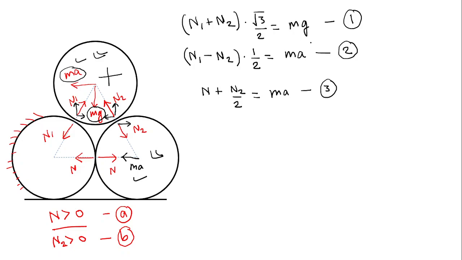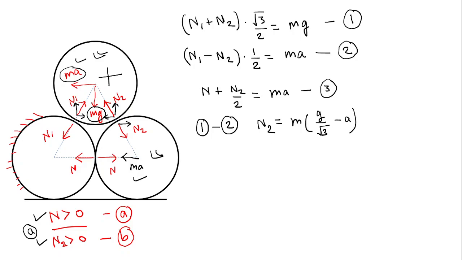what do we get? Our aim is to get N and N2 in terms of acceleration, because acceleration is in terms of force. So using the N and N2 conditions, we can easily get the limits on force. So 1 minus 2 gives, if you solve, N2 is equal to M times (G by root 3 minus A).